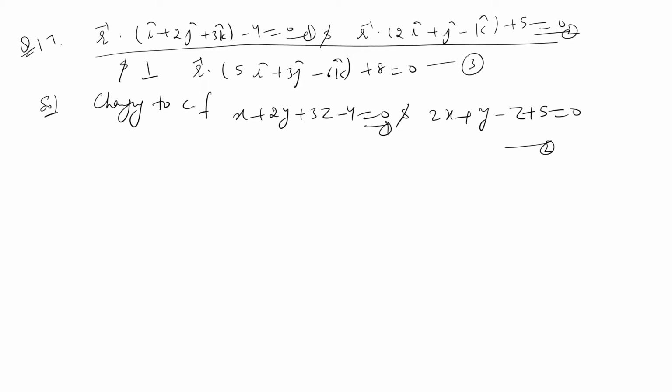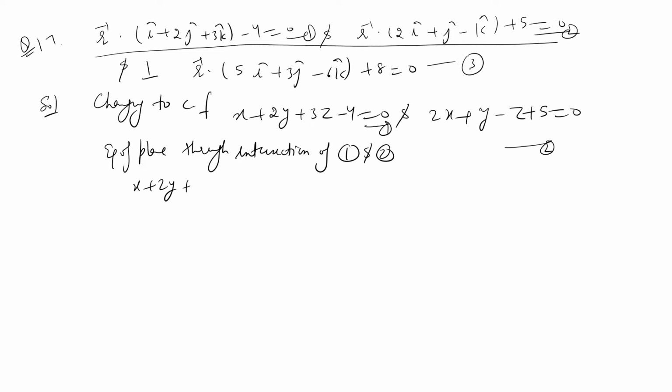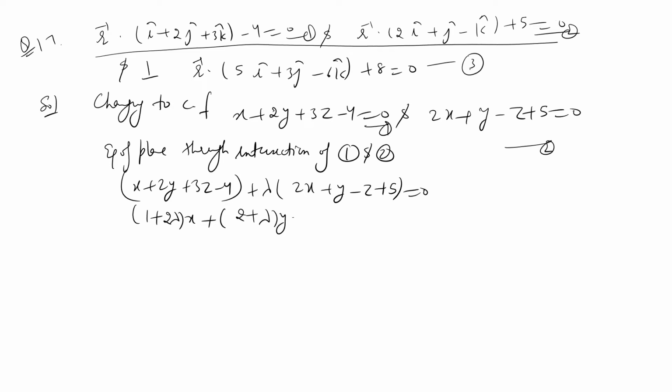So firstly I have to take the equation of the plane through the intersection of 1 and 2. That is your first plane plus lambda times the other plane. That is (1 plus 2 lambda) into x plus (2 plus lambda) into y plus (3 minus lambda) times z plus (minus 4 plus 5 lambda) equal to 0.